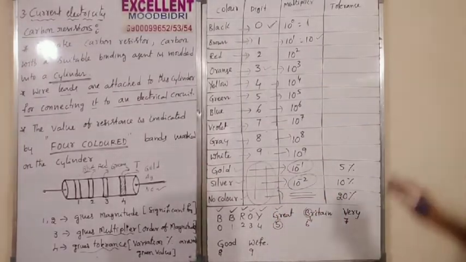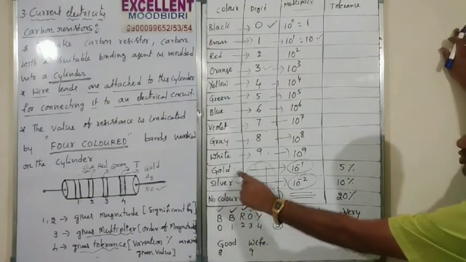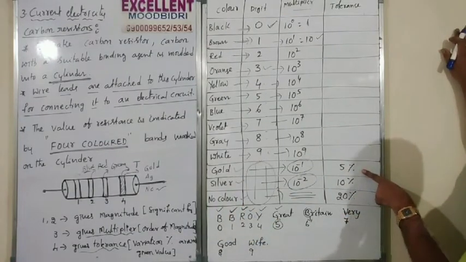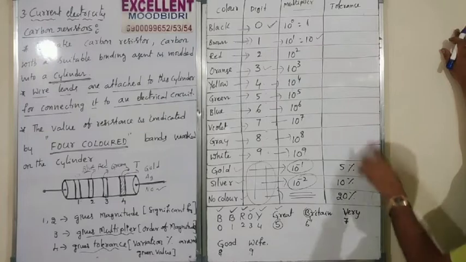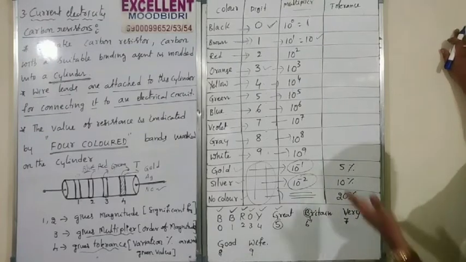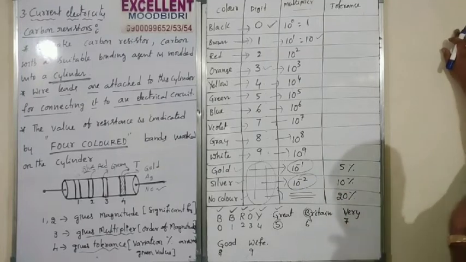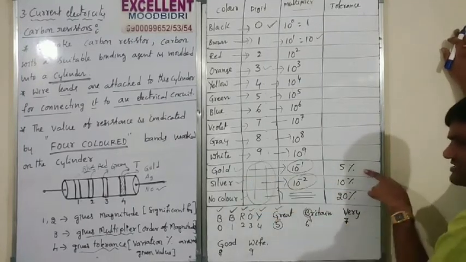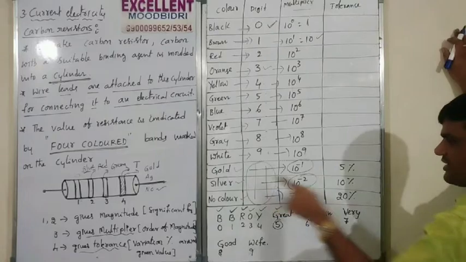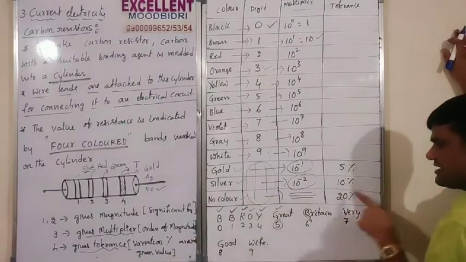But tolerance is very, very important. Here, gold tolerance we will consider as 5%. This is the exponential value only. So how do we know 5%, 10%? Don't ask that. Those are the exponential values only. So gold is 5% tolerance, silver is 10% and no color is 20%.